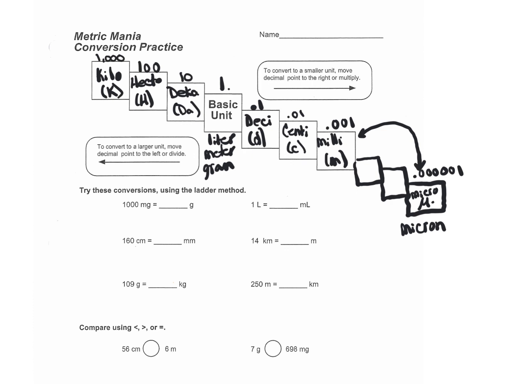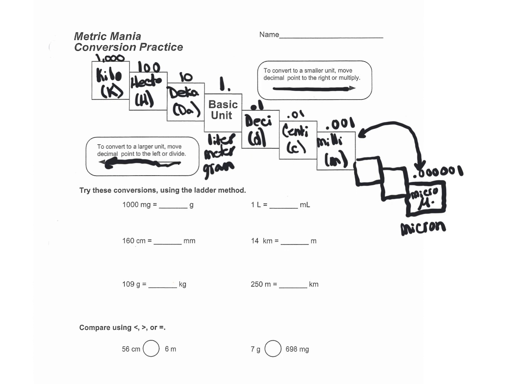Now, all you have to do when you are converting is you need to know where your decimal place is, and if you're moving from right to left on your ladder here, that's the direction that you're going to move your decimal place. Your decimal place is going to move to the left. If you're moving to the right, your decimal place is going to move to the right.